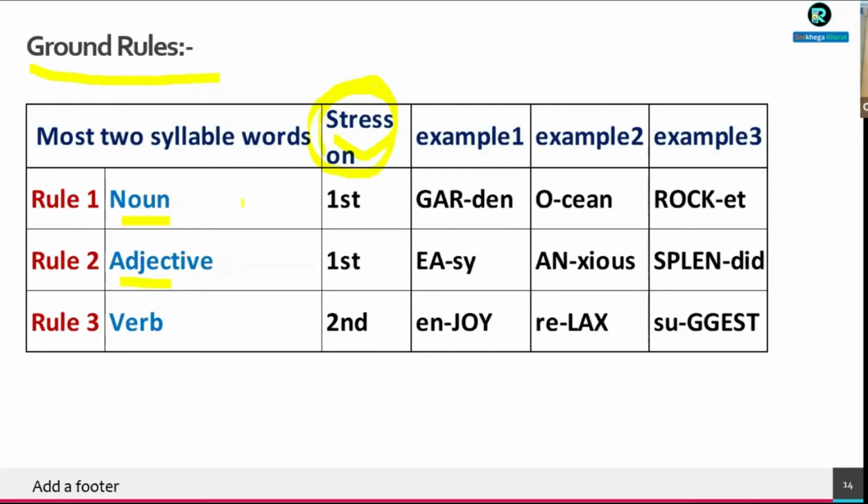The first syllable gets the stress. For example, garden. We don't say garden, we say garden. It is gar and den. And this is not dane, this is den, because it gets reduced, the schwa sound will come. So garden, right? And here it is ocean. Ocean, ocean. Correct, ocean. Very good.